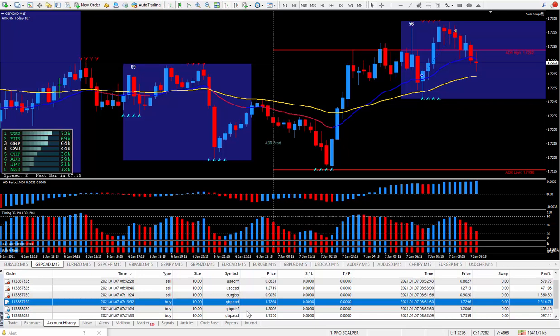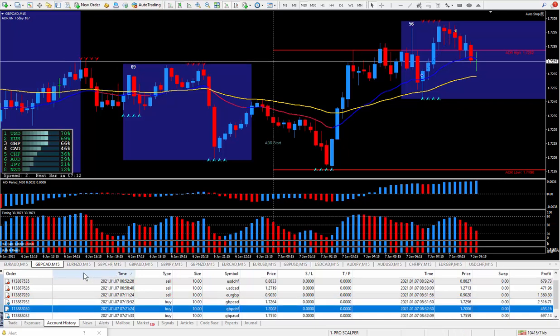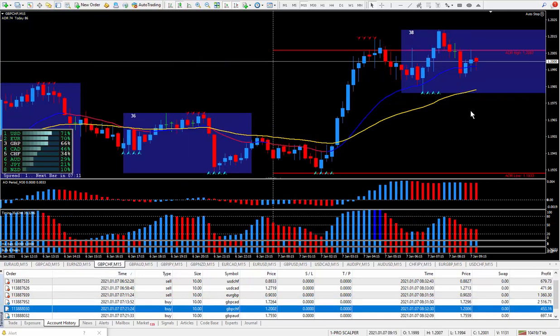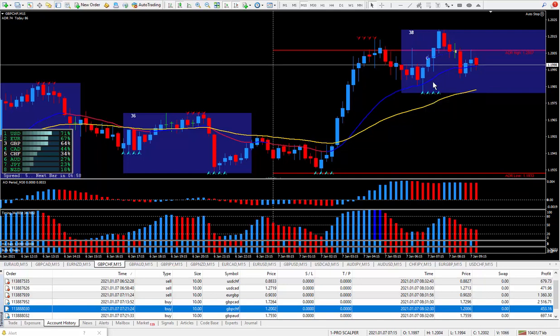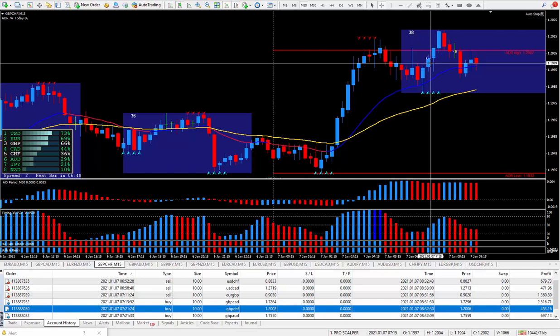Okay, next pair is the pound Swiss. Let's run a check on that. This one I bought, so we'll just drag and drop it up. Another perfect example of a great way to trade. Got the timing a little bit wrong. Should have got in a little bit further down, but I was just looking to scalp, and that's exactly what I did.